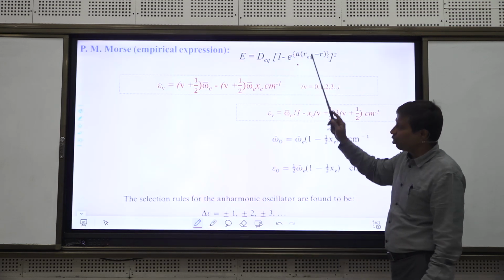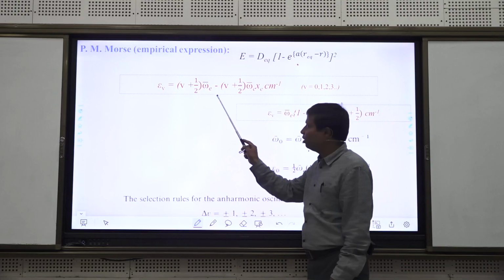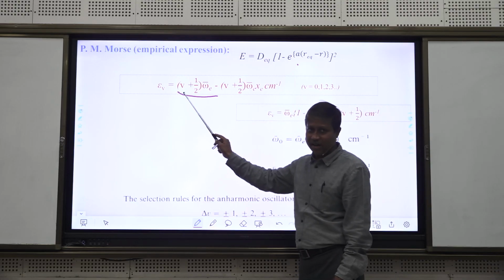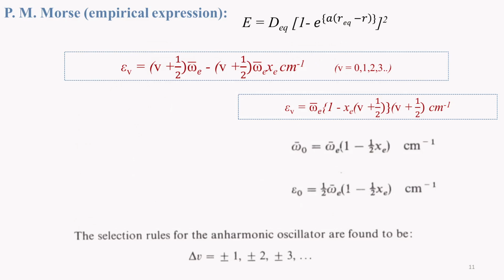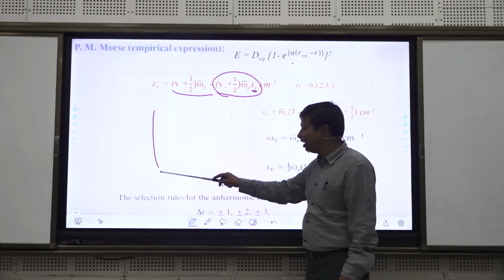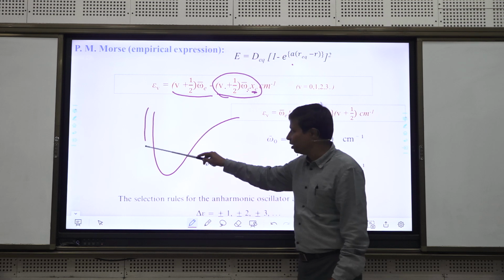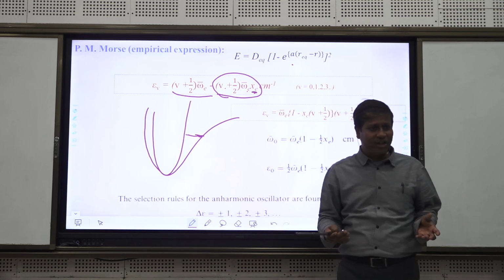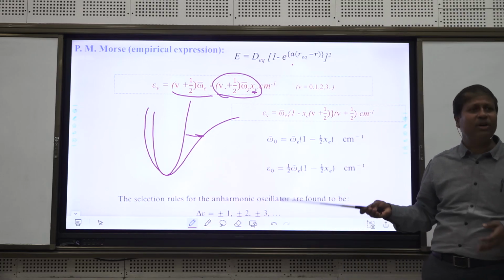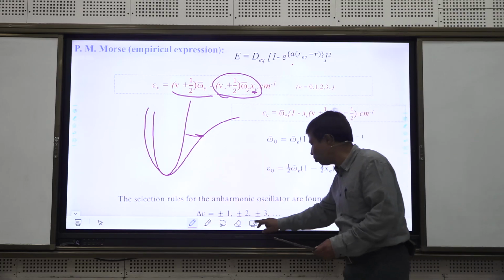If you use this one and solve the Schrodinger equation, then in addition to the existing terms that you already had, you have another term. This is the additional term. In this additional term, you have v, omega_e, both are there, and you have an additional one, x_e, which is called the anharmonicity constant. What is the anharmonicity constant? It is the deviation from the harmonic nature. The more the deviation, the anharmonicity constant will increase, but it is still a small number.